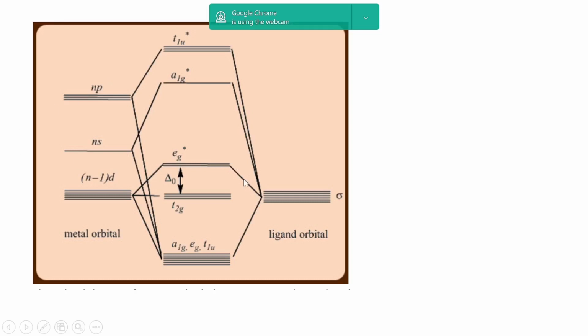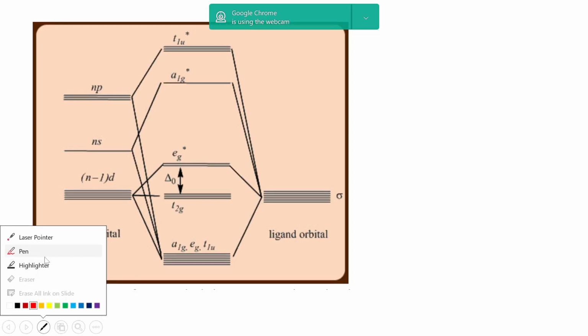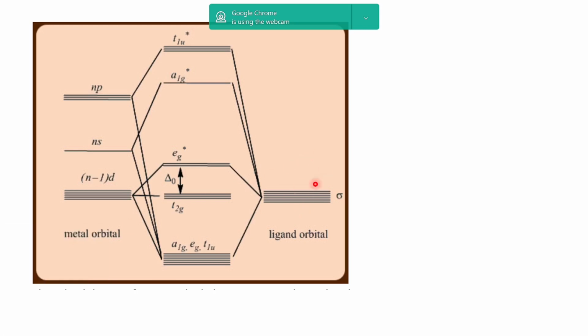So now we will discuss why some complexes follow the 18 electron rule and some do not. This is for weak ligands, like sigma donor ligands or pi donor ligands. In that case, the ligand orbitals and the metal orbitals interact and several molecular orbitals are formed. There are six molecular orbitals here, and each orbital can take up a maximum of 2 electrons, so 6 into 2, 12 electrons can be accumulated here.